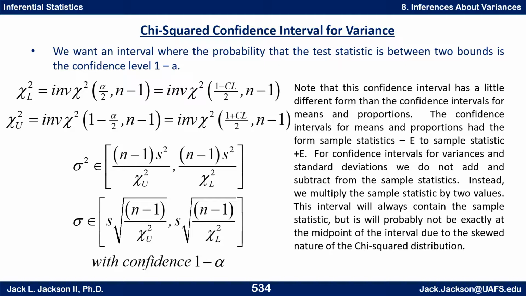Okay, and it turns out that when you do this, the interval will always contain the sample statistic, but unlike the means and proportions, the sample statistic will most likely not be at the midpoint of this interval, and that's due to the skewed nature of the chi-squared distribution. But anyway, this is basically how we go about constructing a confidence interval. So let's look at an example.